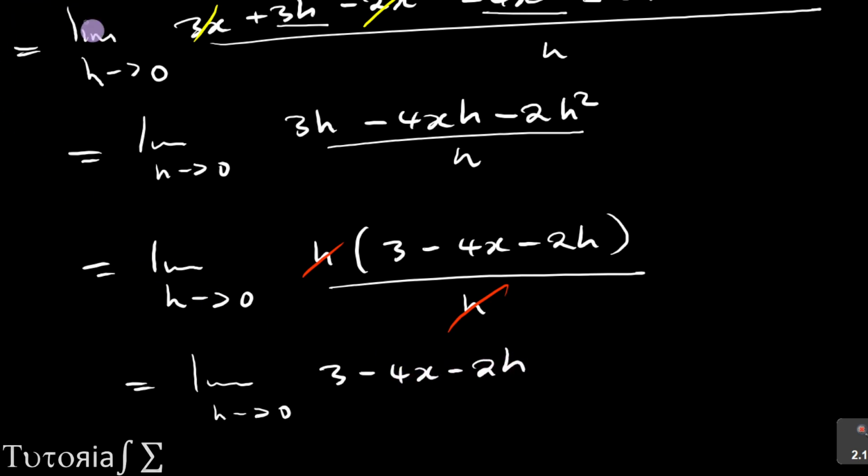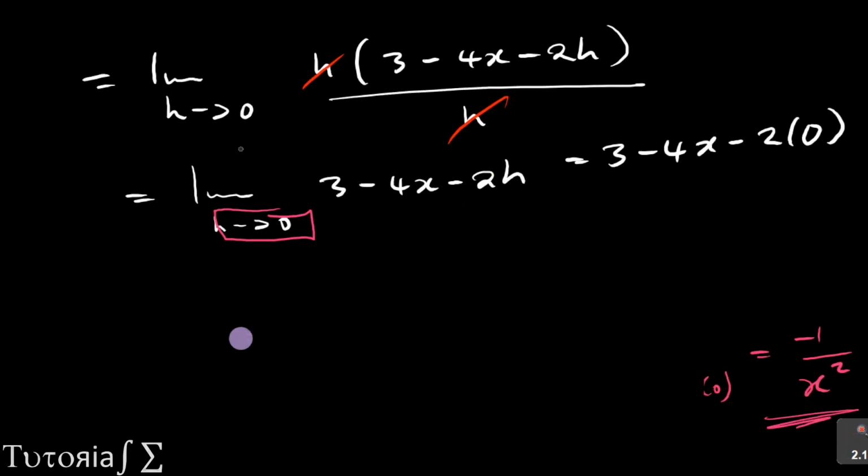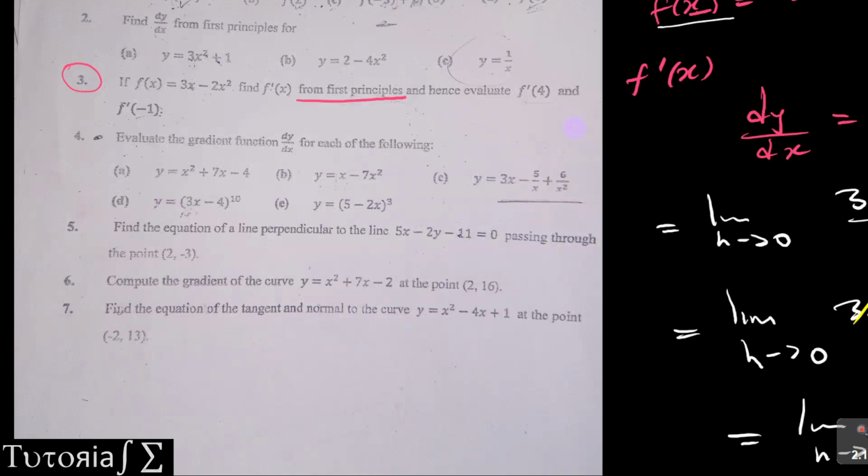Now, after simplifying, where there is h, we can put 0. So this will be equal to 3 minus 4x minus 2 times 0. Okay, so that will give us a 0. And the derivative is basically going to be, f prime of x is basically going to be equal to 3 minus 4x, because 2 times 0 will be 0. Now the question further asks to find f prime of 4.